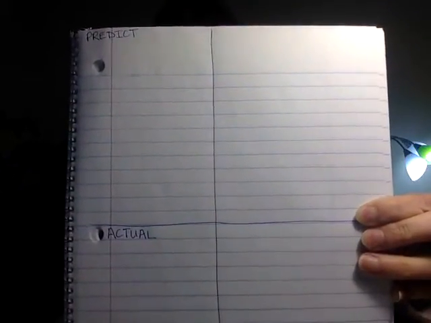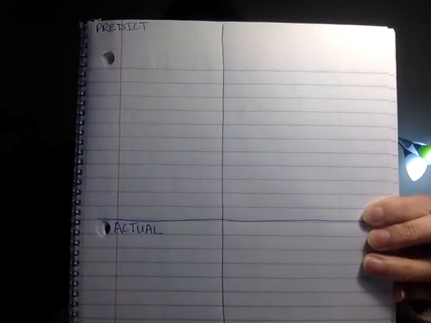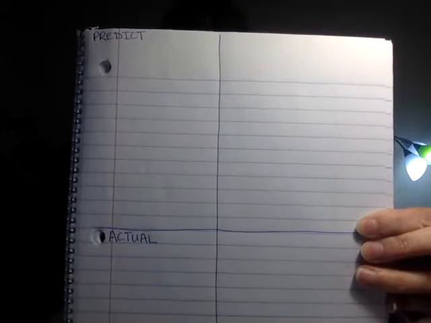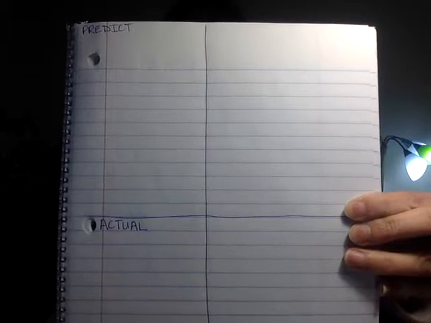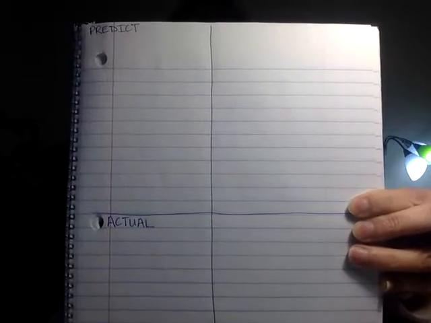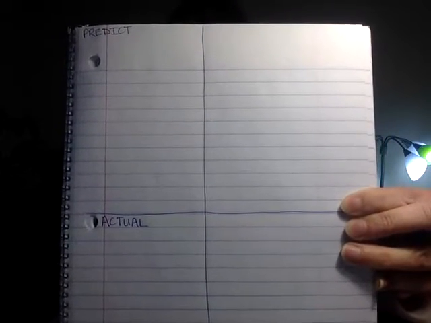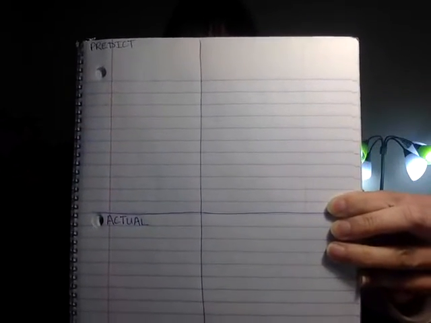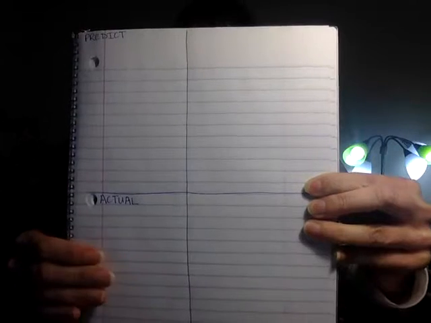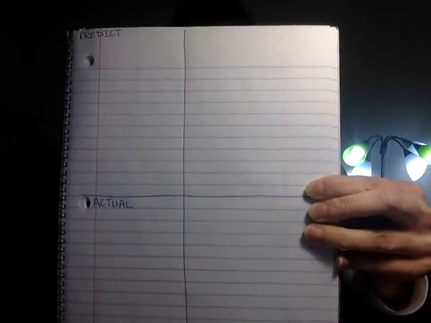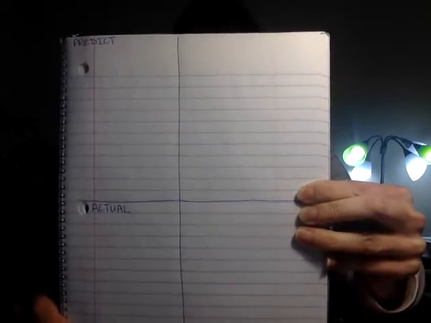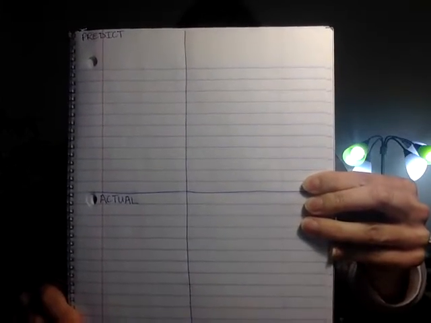Predict means what you think will happen. Actual means what really happens, okay? So before we do the experiment, we're gonna draw and write what we think will happen, and then we'll do it and we'll write what actually happened, okay? If you need more time, remember you can always pause the video.